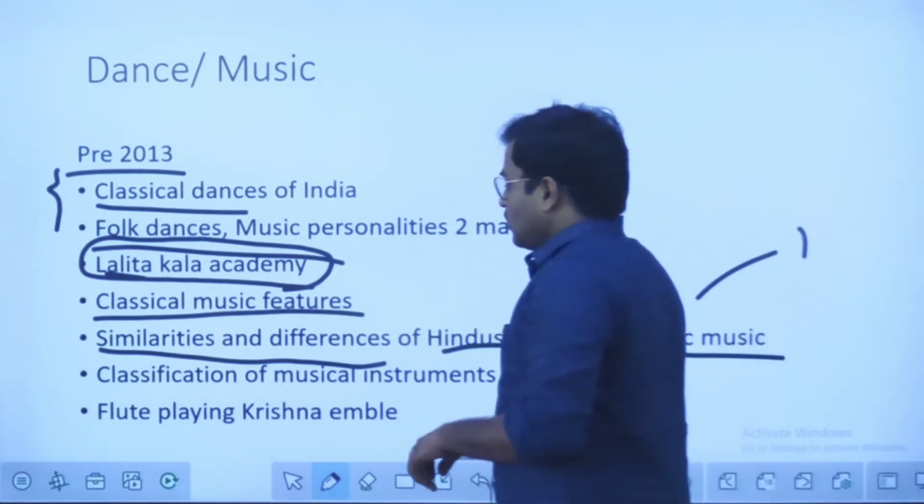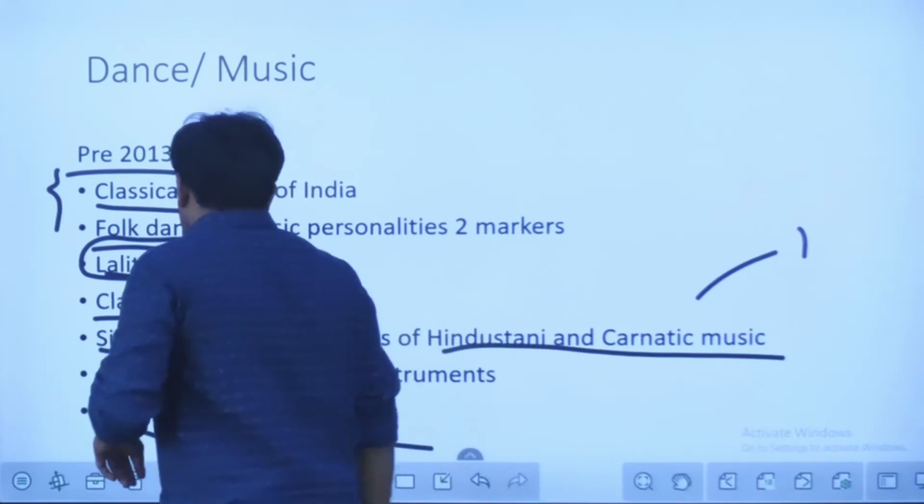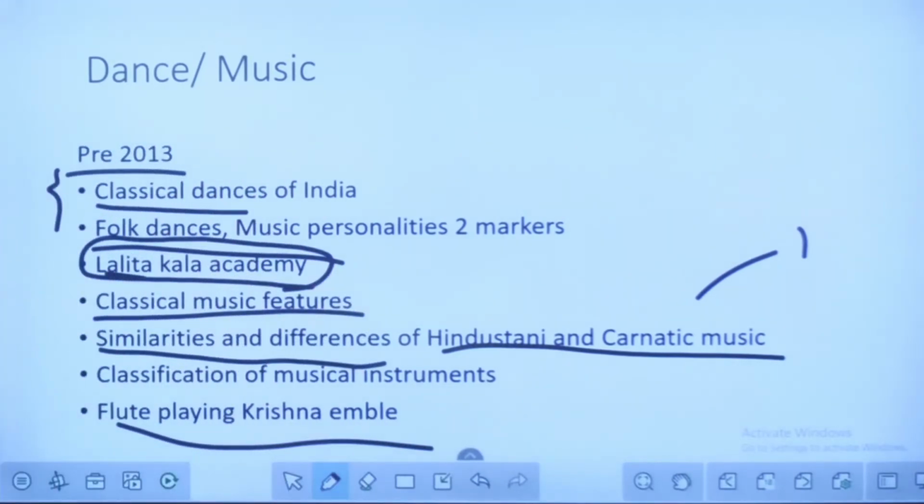They asked this question in 2012, saying that the emblem of flute playing Krishna is reflected in Indian art multiple times. Flute playing Krishna, you see the same person multiple number of times. You can make a very, very good answer across sculpture, painting, and the Indian Bhakti movement. Everywhere flute playing Krishna is a very important emblem.